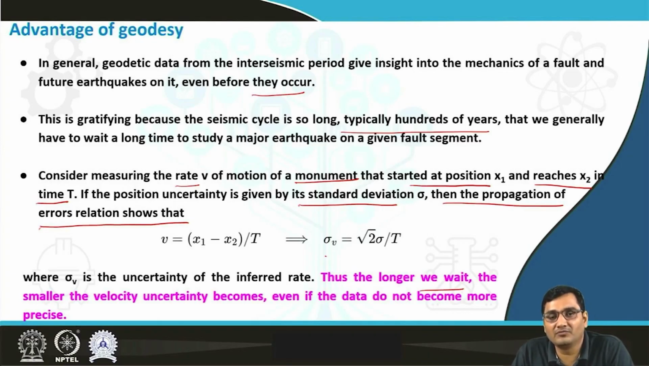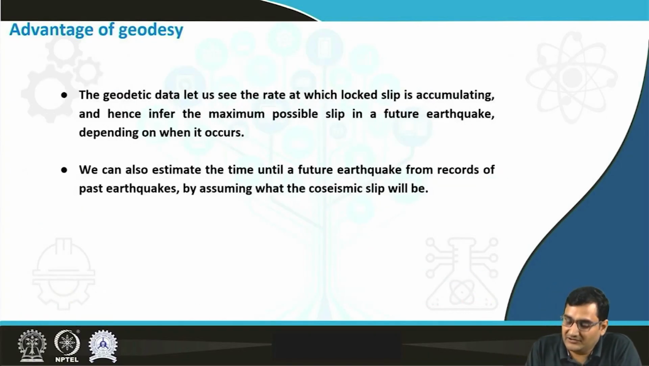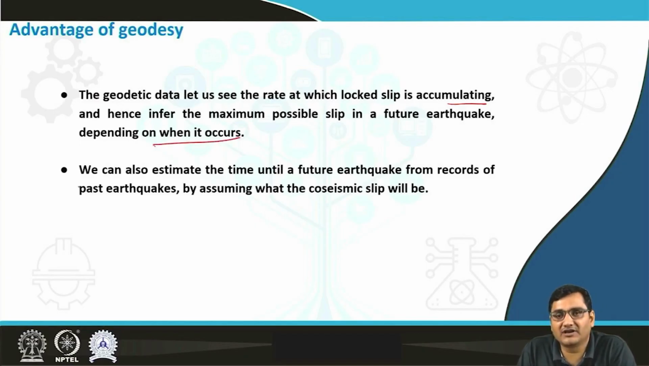The geodetic data let us see the rate at which locked slip is accumulating, hence infer the maximum possible slip in a future earthquake depending on when it occurs. We can also estimate the time until a future earthquake from records of past earthquakes by assuming what the co-seismic slip will be.